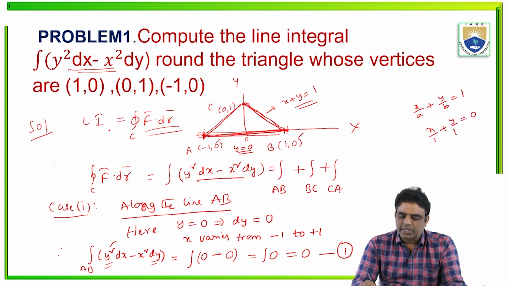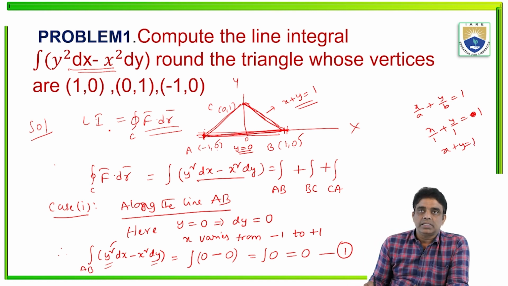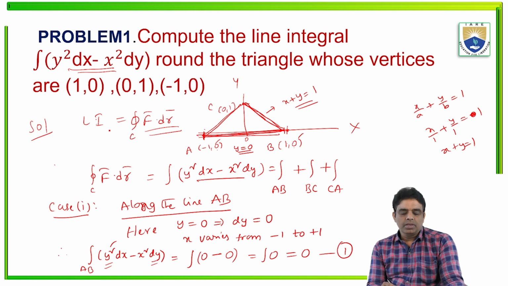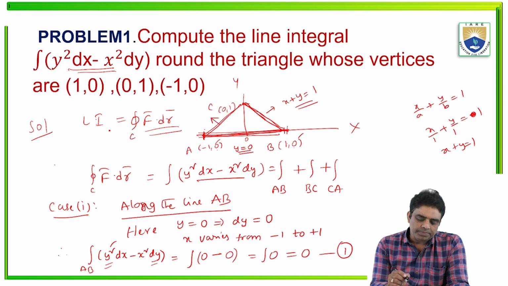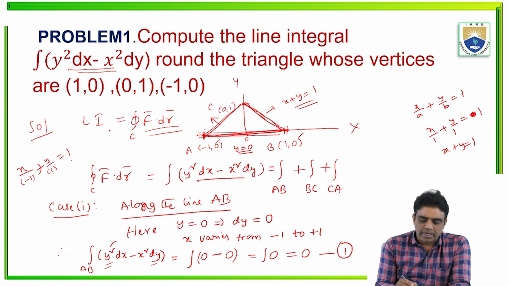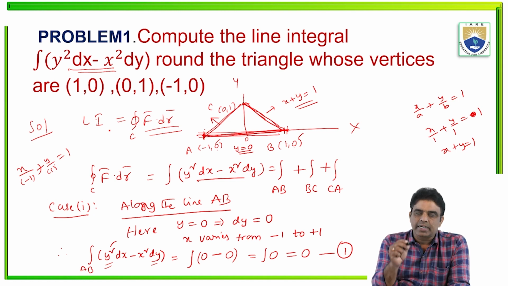So x by 1 plus y by 1 is equal to 1, or x plus y is equal to 1. So that is the equation of the line joining the two points (0, 1) and (1, 0). Similarly, what is this line? Here the x-intercept is minus 1 and the y-intercept is plus 1.